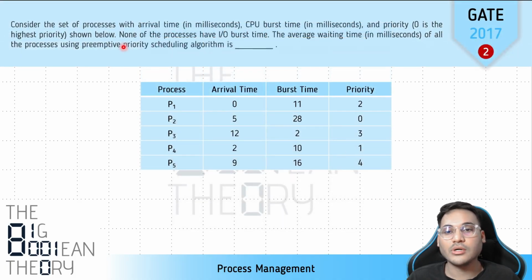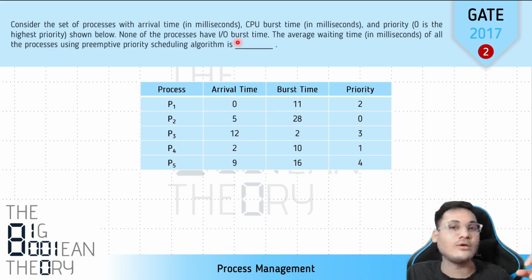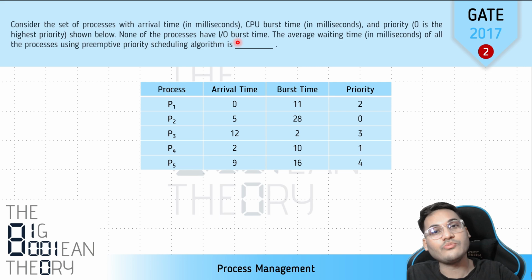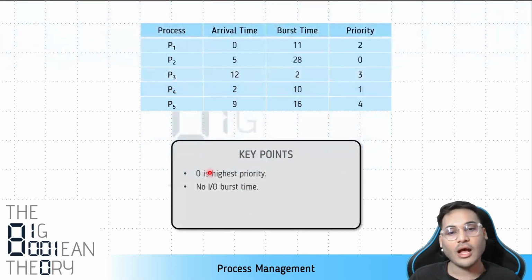Then the next statement in the question is that none of the processes have IO burst time. This means that all of these processes are only executing on the CPU. They will not be using the IO devices. So this makes the scheduling much simpler. We are only concerned with the usage of the CPU. When IO bursts are there, we have to track the execution both on the CPU as well as IO. But here the question is simple: none of the processes have IO burst time.